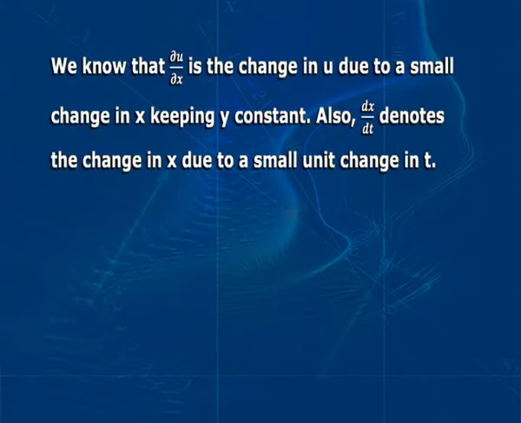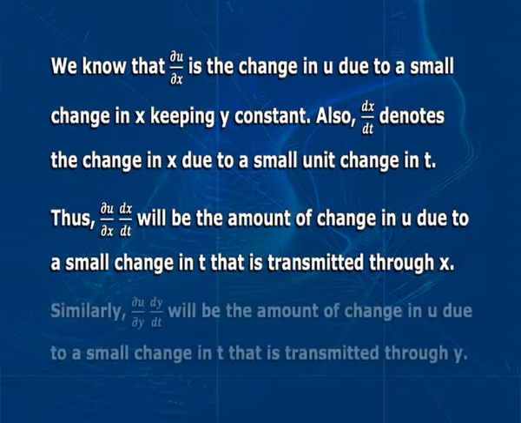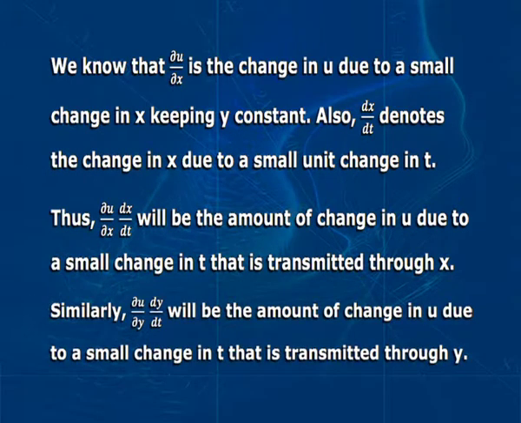We know that del u over del x is the change in u due to a small change in x keeping y constant. Also, dx by dt denotes the change in x due to a small unit change in t. Thus, del u over del x into dx by dt will be the amount of change in u due to a small change in t that is transmitted through x. Similarly, del u over del y into dy by dt will be the amount of change in u due to a small change in t that is transmitted through y.